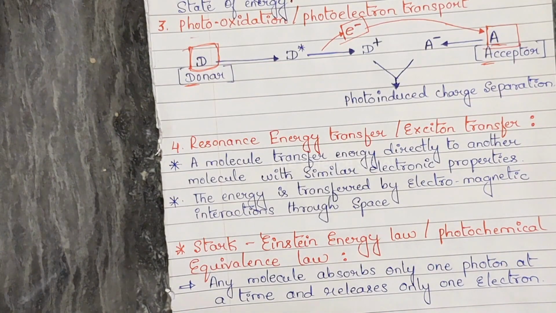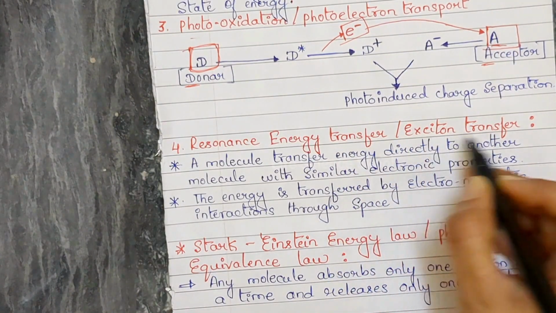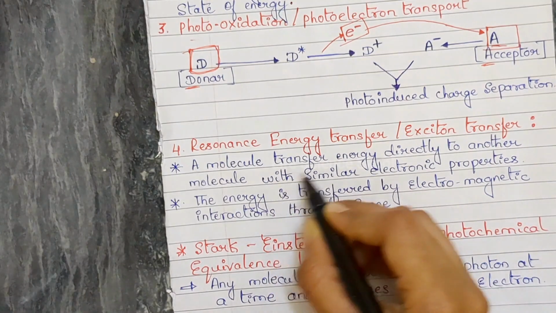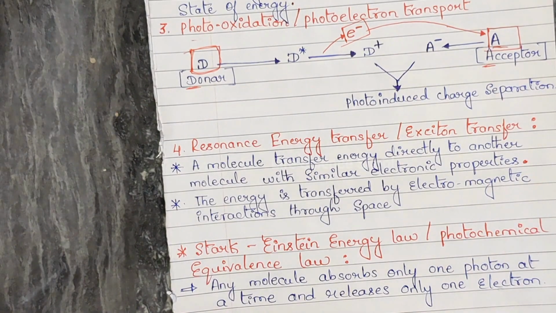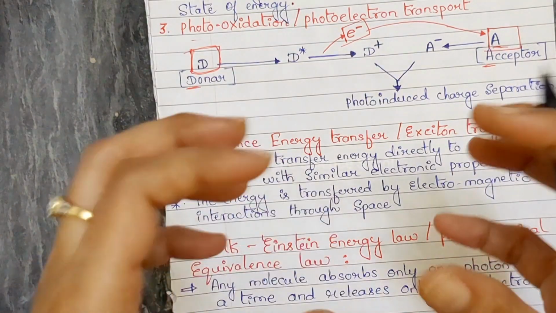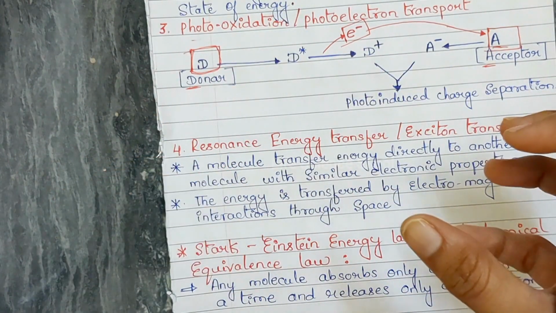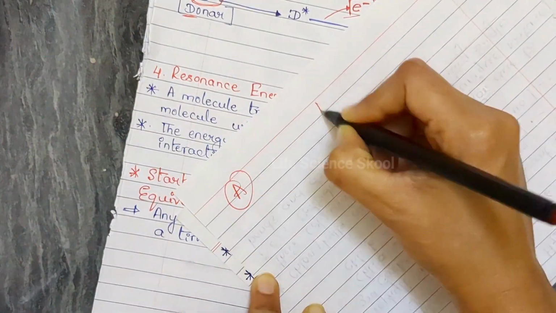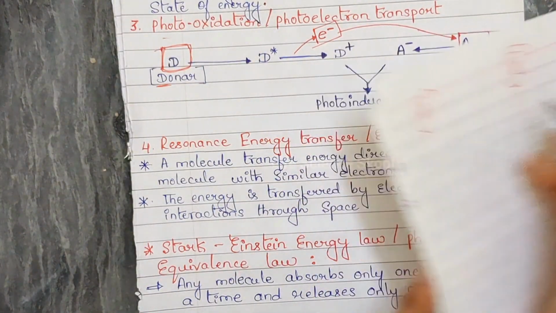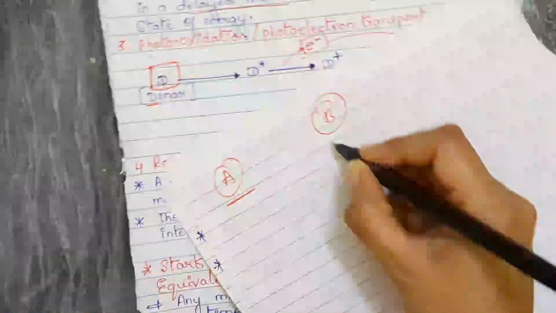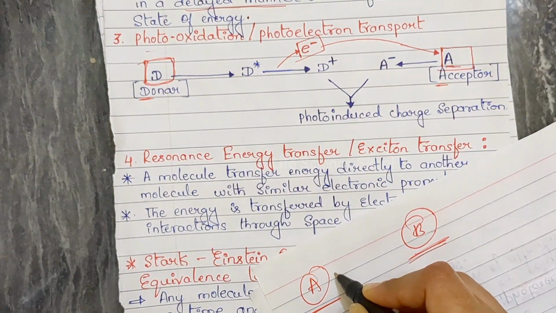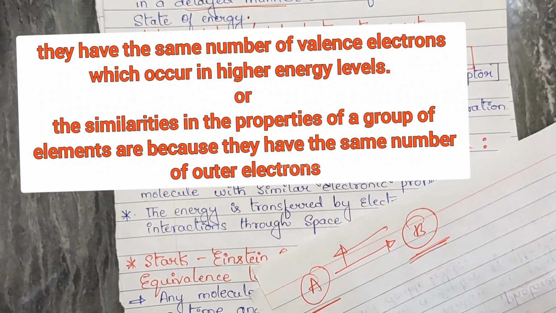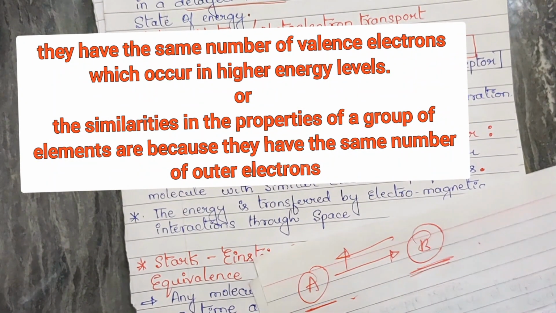Moving on to the next one, that is resonance energy transfer, or exciton transfer. A molecule transfers energy directly to another molecule with similar electronic property. So what is this resonance energy transfer? Think there are two molecules, molecule A and molecule B. If these two molecules have similar electronic property, then they can transfer the energy directly to one another, because they have a similar electronic property.